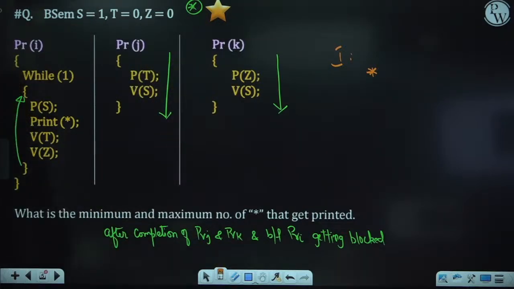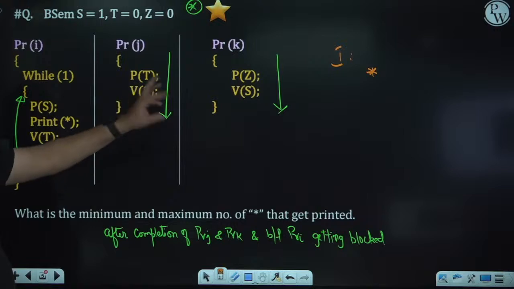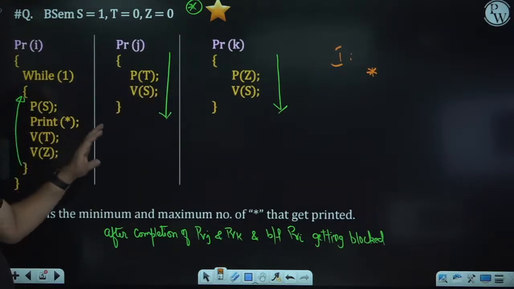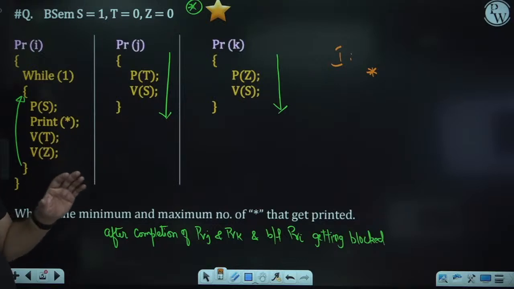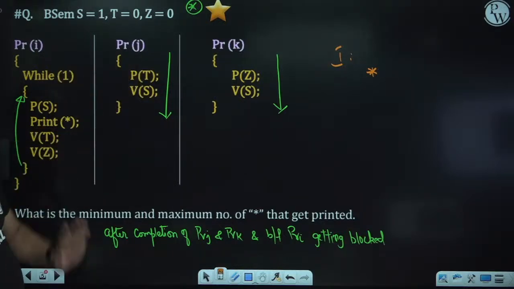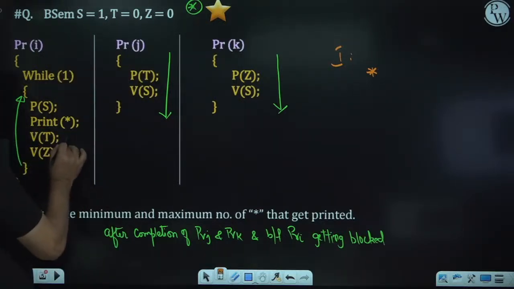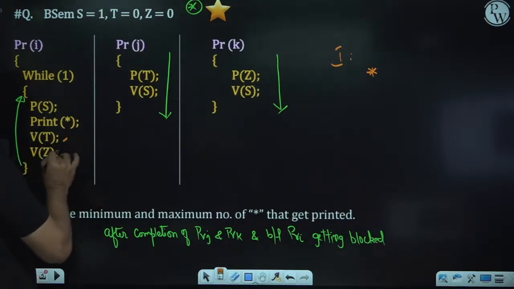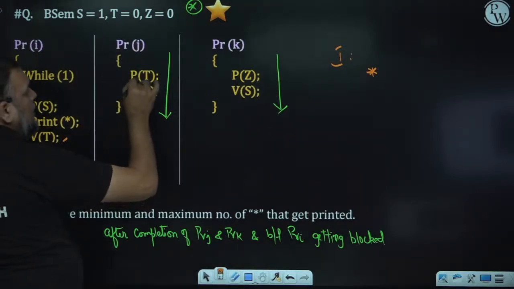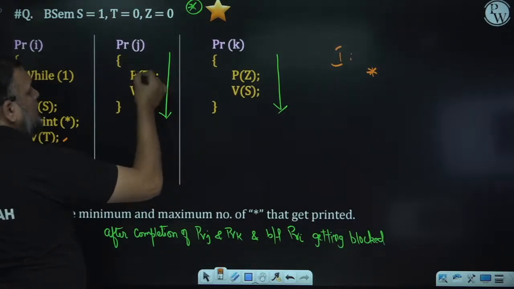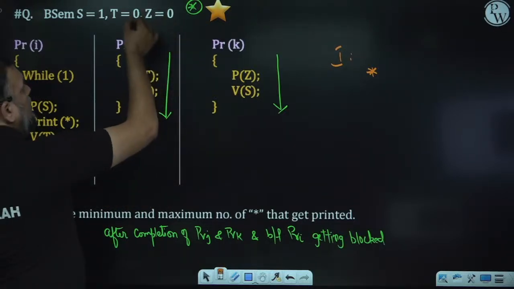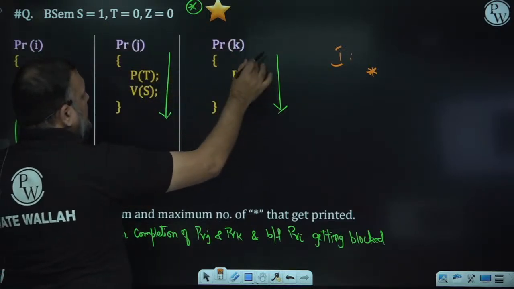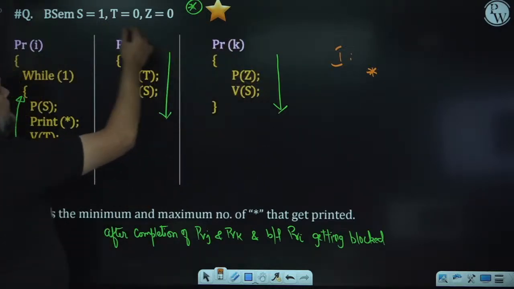Now I have two possibilities. Either I can complete both of them, or I can complete one of them and come back to I. First let's take the possibility that both are completed. After process I has woken them up with up on T and up on Z, let's say process I got preempted. Then we come to process J: down on T succeeds, up on S, so S becomes 1. Then I complete process K: down on Z succeeds and up on S, so S becomes 1 again.